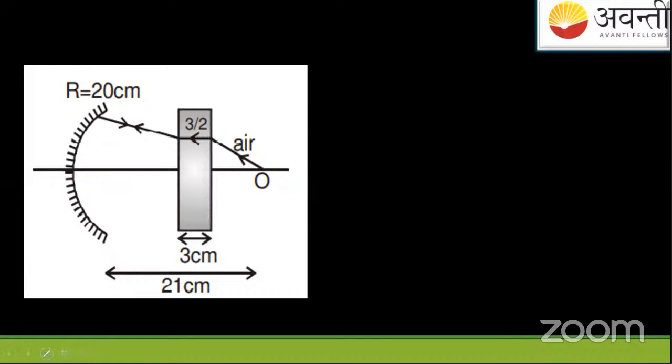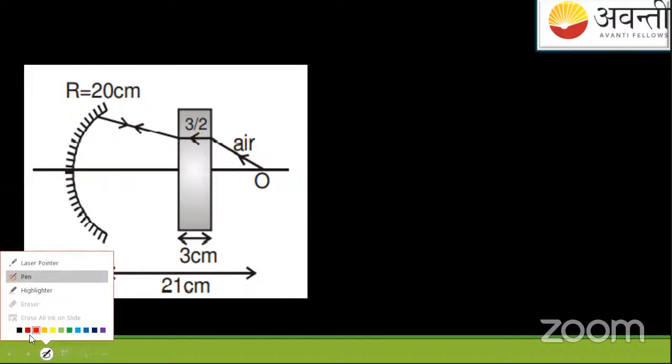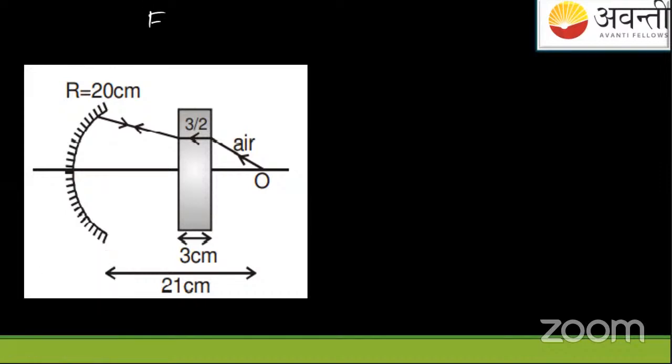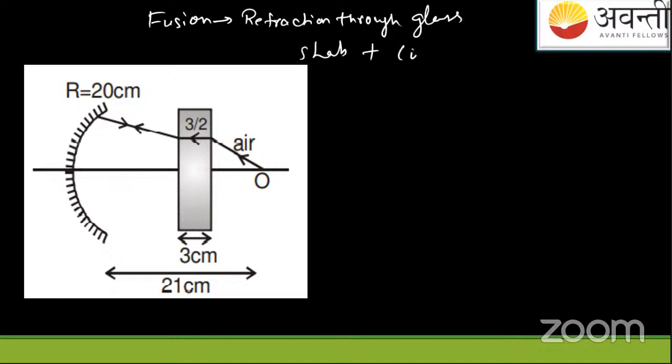Now students, you will use this concept. This question is a fusion of two questions, two concepts, a combo fusion pack. That is refraction through a glass slab, and the concept of concave mirror reflection is also used. It's a combination of a reflecting surface and this concave mirror.